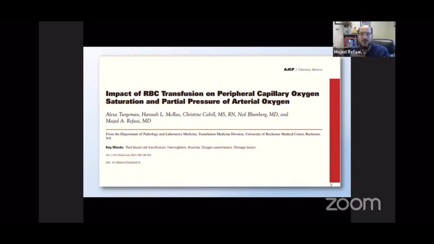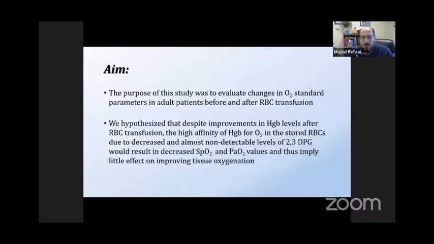So we did a study, it was published last year, and we wanted to study the effect of the red blood cell transfusion on the peripheral capillary oxygen and the PaO2, which is the partial pressure of the arterial oxygenation. The aim, as I mentioned earlier, was to evaluate changes in oxygen standard parameters in adult patients before and after red blood cell transfusion.